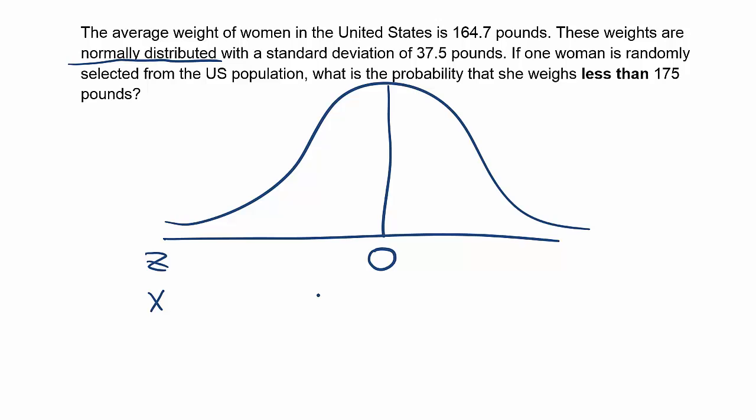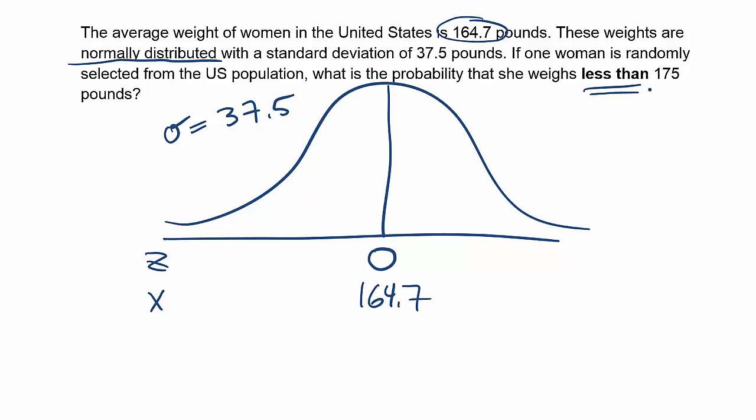Now, the x in the center here, in other words, the mean for the x, is going to be 164.7. And then the standard deviation we'll write off into the corner here is 37.5, so we know what that is. And then weighing less than 175 is what we're looking for.